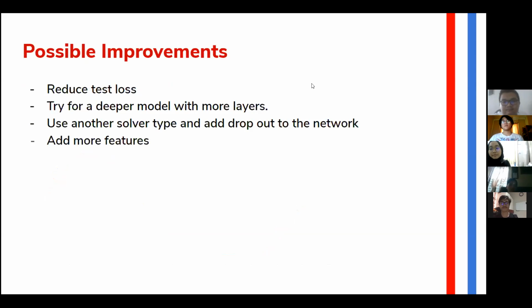For the conclusion, here is a list of things that can be done to possibly improve this forecast. Obviously, we could further reduce the test loss for this forecast and try a deeper model with more layers. We could also use another solver type, add dropout to the network, and add more features.